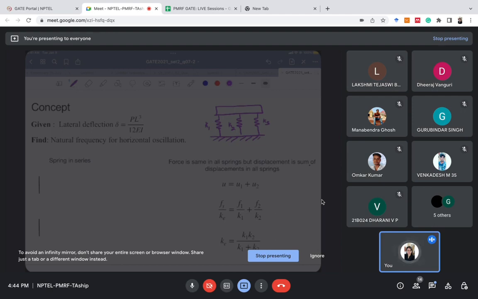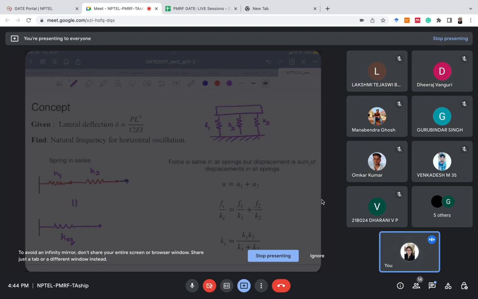Now, when the springs are in series, how will we find the value of equivalent stiffness, that is, the K equivalent? Suppose this spring has a stiffness of K1, and this has a stiffness of K2. So how will we find an equivalent system which has a stiffness of K equivalent?